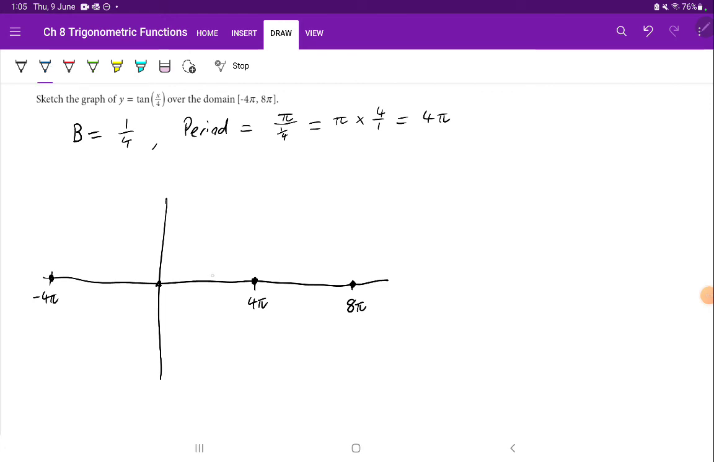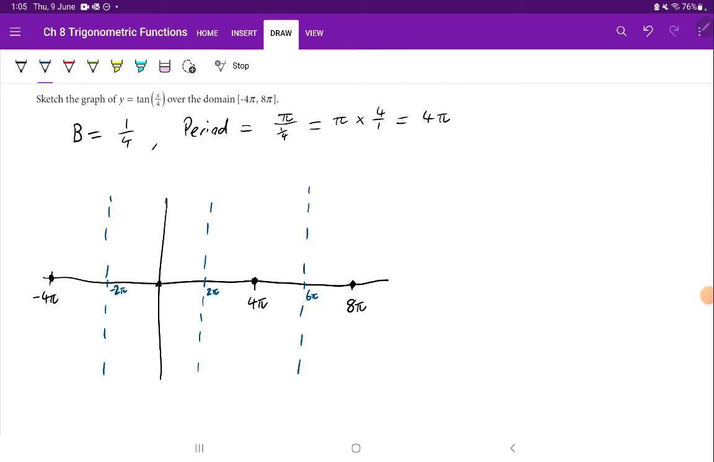Halfway between 4 pi and 0 is going to be 2 pi. Halfway between 4 pi and 8 pi is going to be 6 pi. And halfway between 0 and negative 4 pi is going to be negative 2 pi. And so I can draw my asymptote lines out. You can see it hasn't been reflected in any shape or form. There's no negative a value and there's no negative b value. So it is just going to be an increasing function.